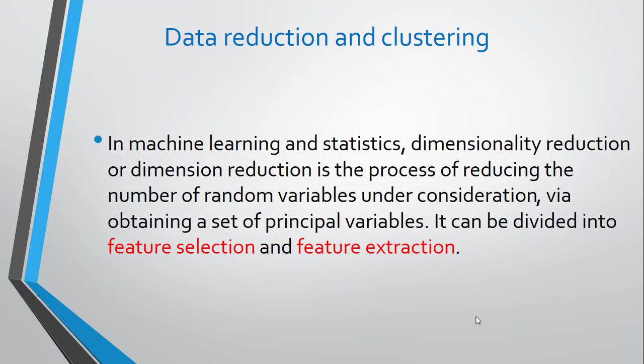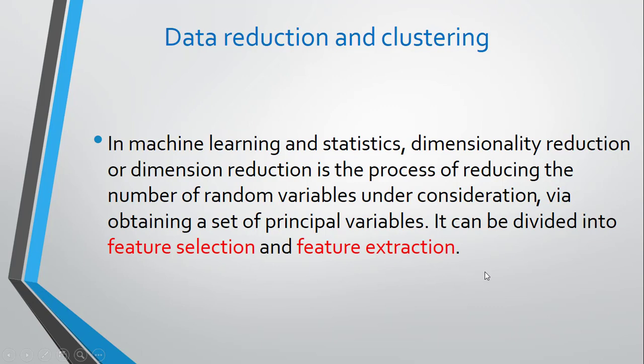Next, let's talk about data reduction and clustering. In machine learning and statistics, dimensionality reduction or dimension reduction is a process of reducing the number of random variables under consideration via obtaining a set of principal variables. It can be divided into feature selection and feature extraction.